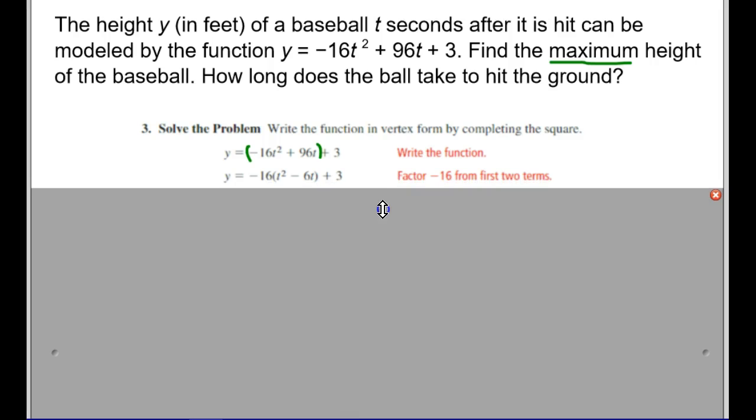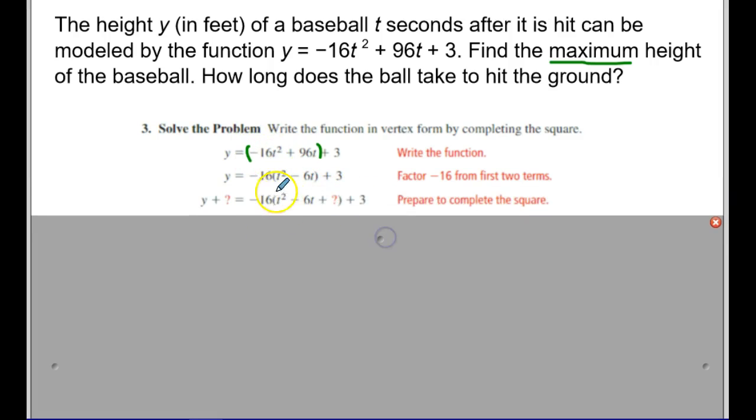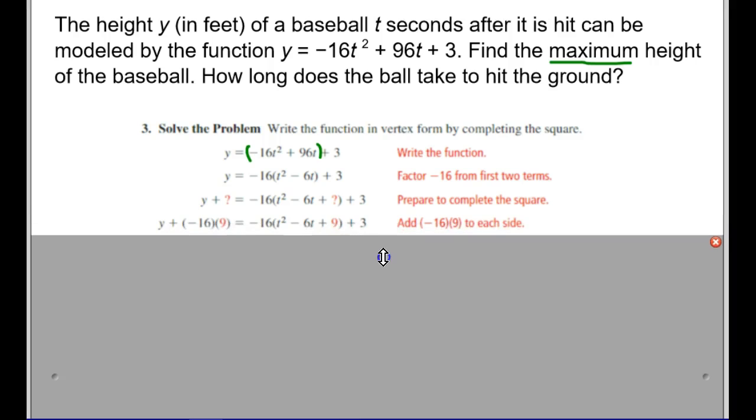So we factored out a negative 16 first, just to make our lives a little bit easier. And generally that's where we want to live. Now I can go ahead and complete the square inside my parentheses by taking my b term, my negative 6, dividing it by 2, squaring it, and adding that to both sides. But when I'm adding it to the left-hand side, where I have my y, you'll notice I have to also multiply it by this negative 16.